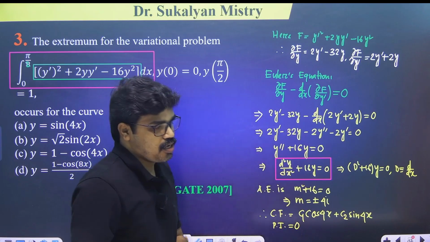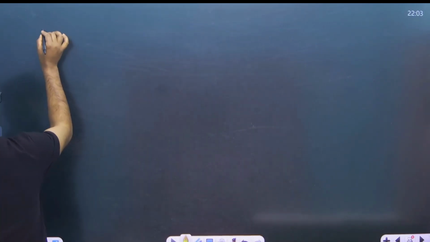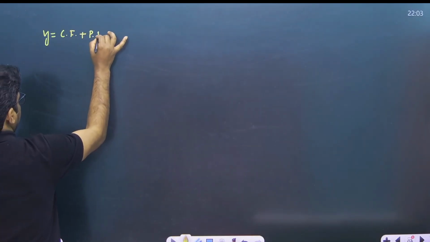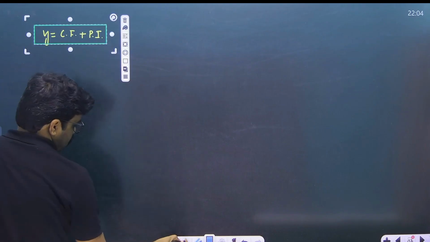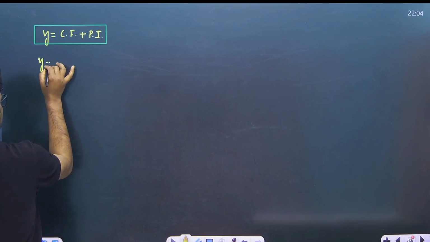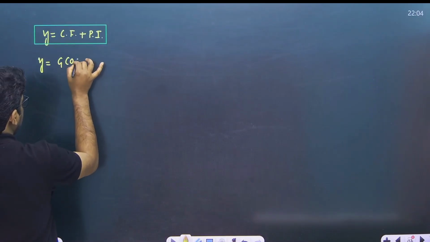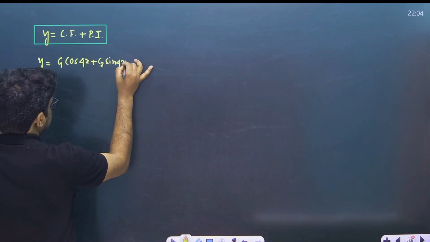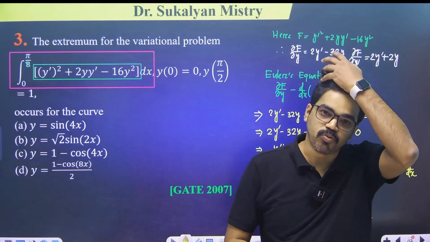So what is the solution? y will be CF plus PI, right? What is the general solution? y is equal to the complementary function plus the particular integral. We know this is the solution. So therefore y is equal to, what is CF? C1 cos 4x plus C2 sin 4x. Okay, so this is the solution of the Euler's equation.